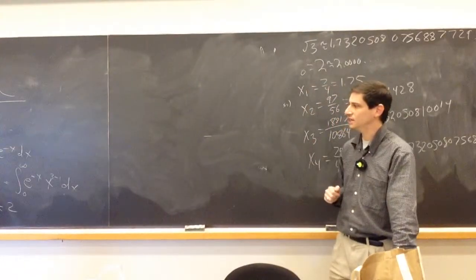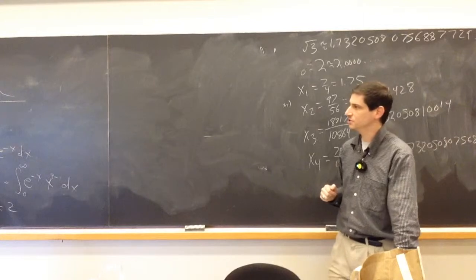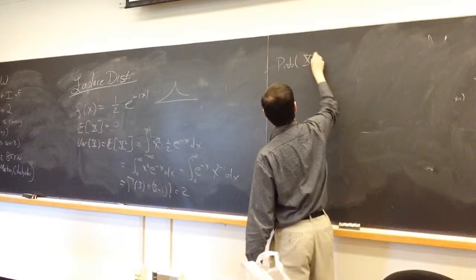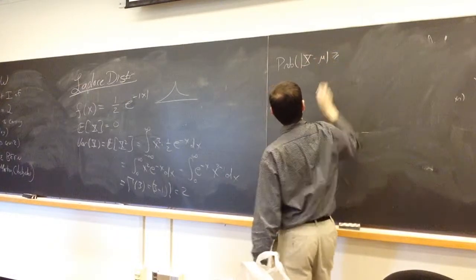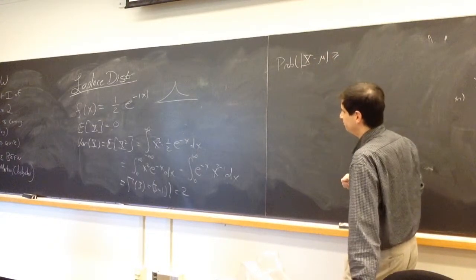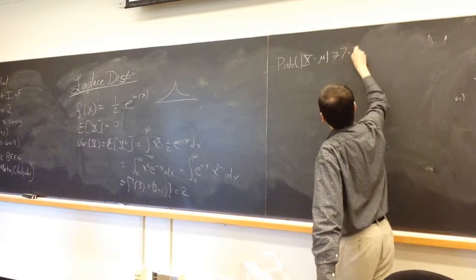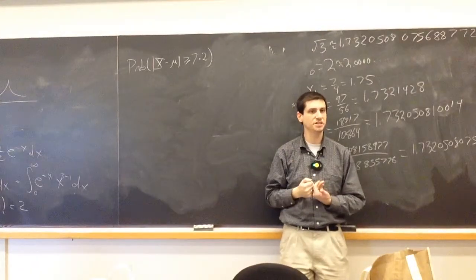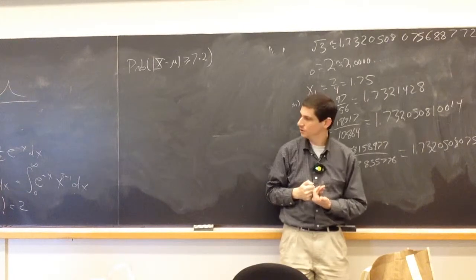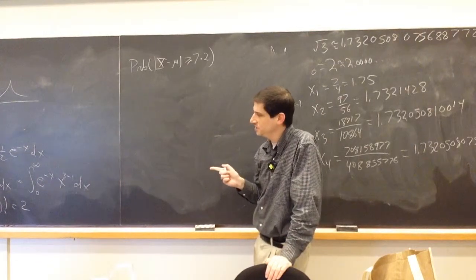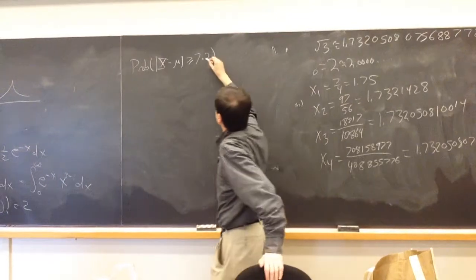So we could calculate that without any trouble. We now have that the variance is 2. So I want to bound the probability that x minus mu is greater than or equal to maybe 7 times 2. So I want to talk about the probability that I'm at least 7 standard deviations from the mean. Oh, I'm sorry. We have the variance is 2, so the standard deviation is square root of 2. I need a square root here.